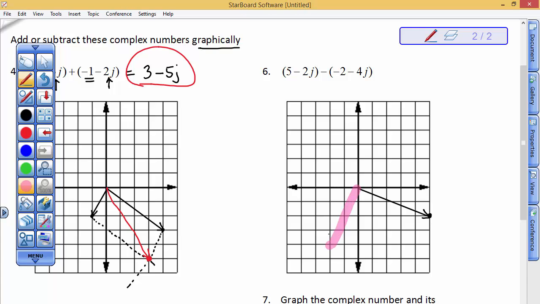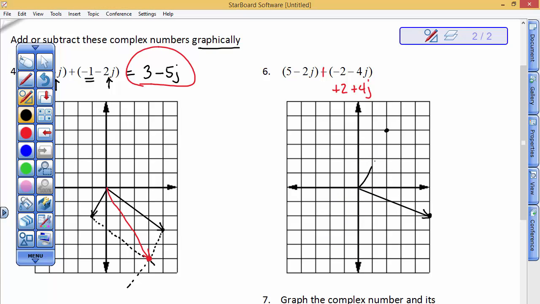When I subtract, I add the opposite. Or remember, whenever you subtract, you add the opposite of these. So this would become a positive 2 and a positive 4j. So the vector I'm looking for is to go to the right 2 and up 4, and that's how I could graphically show that I'm going to find the solution to this.